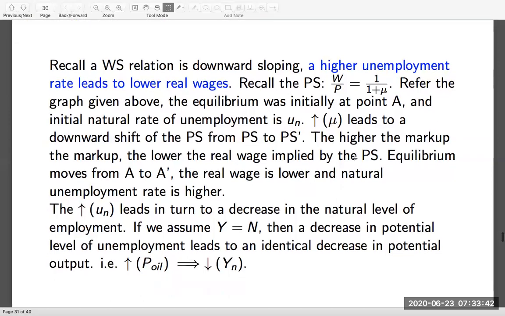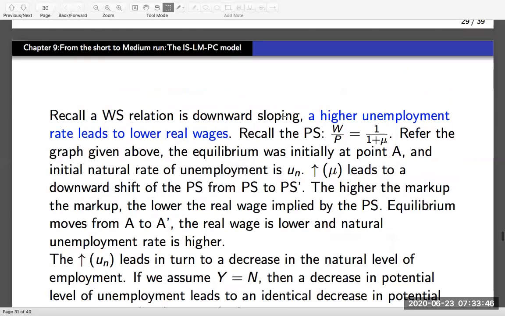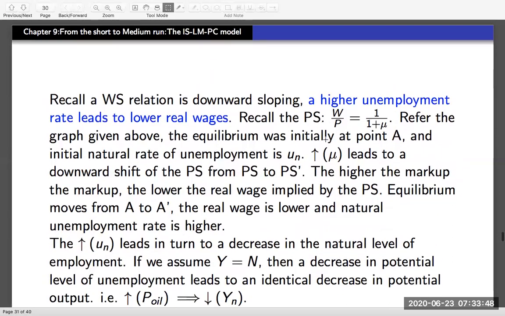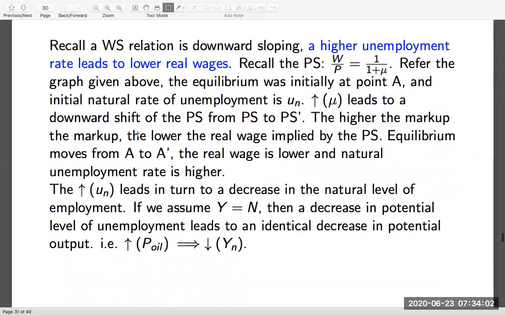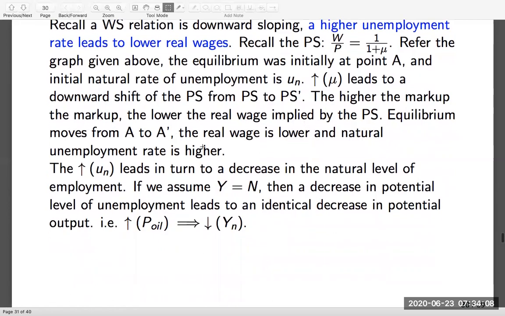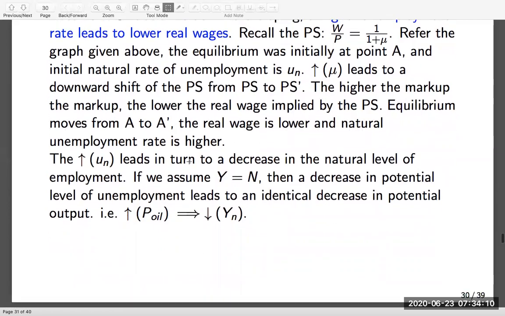Okay, so here we are only talking about the equilibrium. So I'm going back to my discussion. At equilibrium, your real wage is equal to 1 plus a markup. And remember the PS was the horizontal line, right? So if you increase the markup, it leads to a downward shift of PS, and the higher the markup, the lower the real wage implied by PS. Equilibrium moves from A to that. Real wages is lower, and the natural unemployment rate is higher, right?